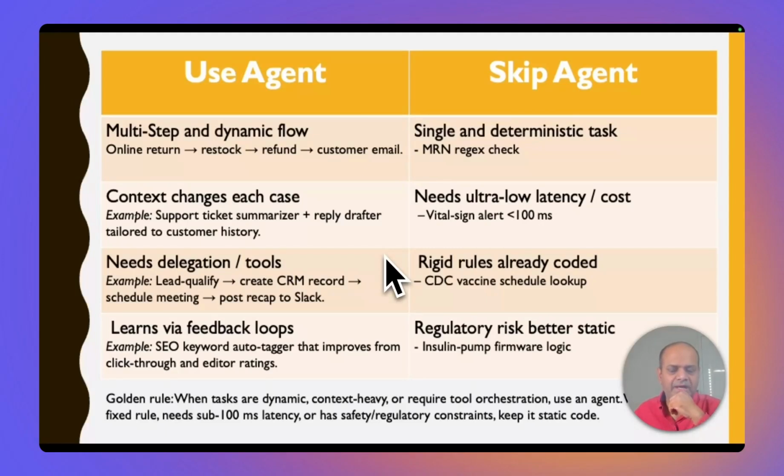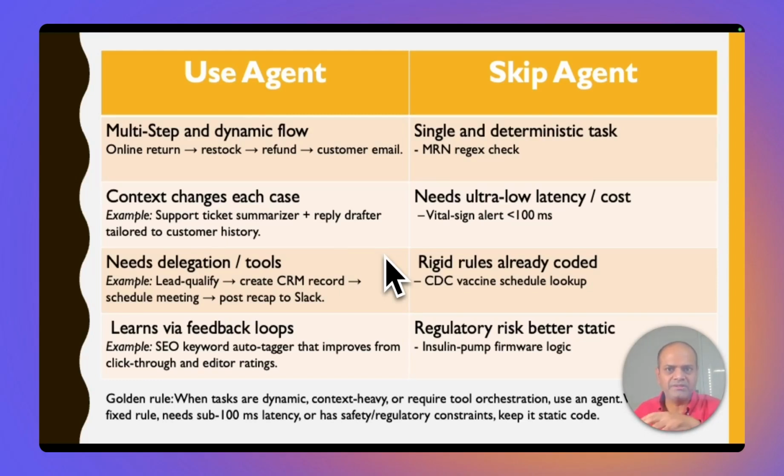The other example is learning via feedback loops. If the system needs to learn, then you bring in agents. And you skip the agent if there is regulatory risk, or it's better to be static. For example, insulin pump firmware, so you don't want to bring in an agent.